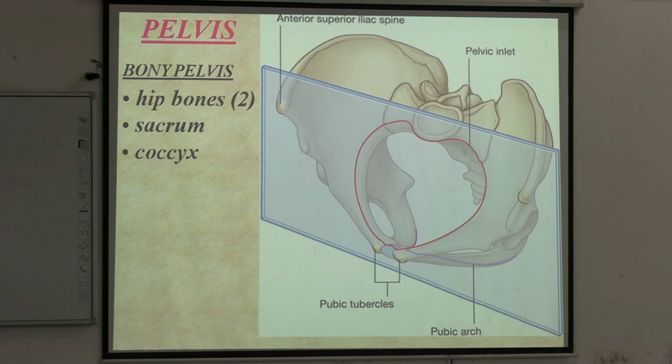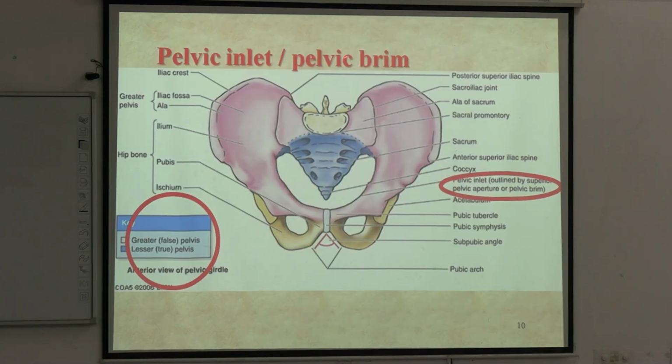Now above and below this pelvic brim we have two different districts. Above we call it the greater pelvis, and below we call it the true pelvis, the pelvis which we are going to study. This dotted line represents the pelvic brim. So often during examination we ask about the pelvic brim.